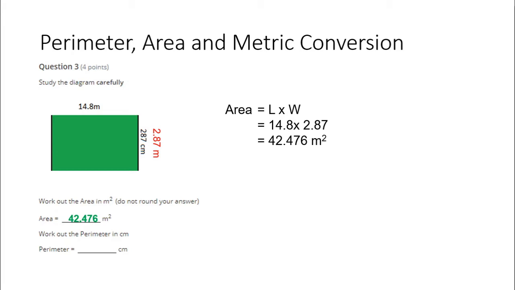Now, our perimeter is supposed to be measured in centimeters. It'd probably be easiest to first convert to centimeters and then calculate our perimeter. So this 14.8 meters here in centimeters, we times that by 100, move the decimal 2 places, 1, 2, 1,480. And remember, our perimeter is 2 lengths and 2 widths. So what I've done here is I've done my length plus my width, and then I've doubled that answer. That's 3,534 centimeters.